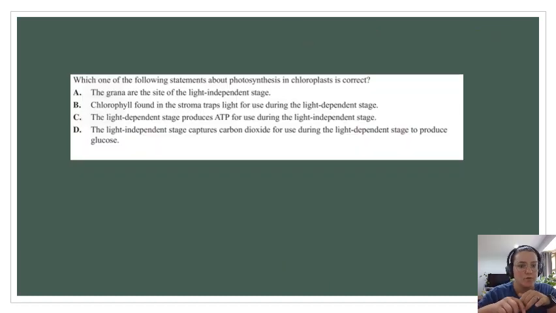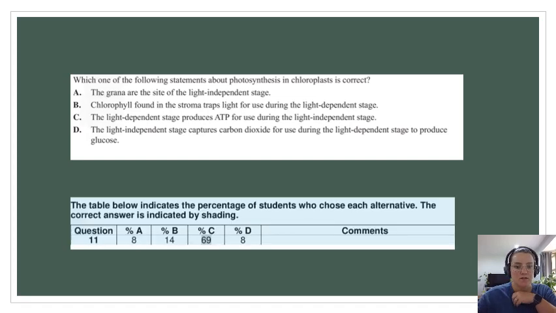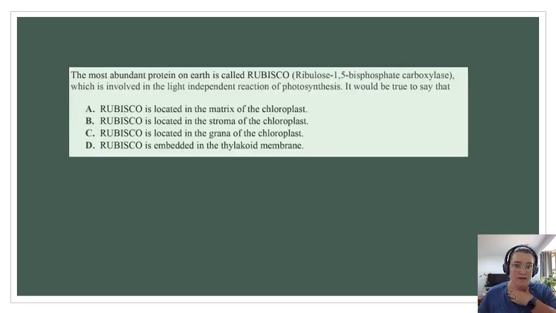Now have a read through this question and see if you can have a go at finding the correct answer. The correct answer there was C. 69% of students were able to get this correct, that the light-dependent stage produces ATP for use during the light-independent stage. So that ATP molecule is produced in one stage and it's taken to the light-independent stage to be used. Next question.